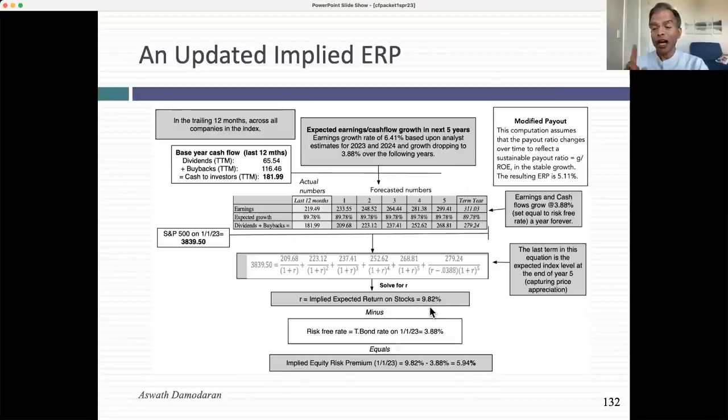That's incidentally the highest number for the expected return in stocks since pre-2008. We're reverting back to numbers we haven't seen in a long time. You subtract out the T-bond rate, and the implied premium at the start of this year was 5.94%. I mean, just to get a sense of, is that a high number? Is that a low number? Because even in the two things I've shown you, the premium seems to have shifted.